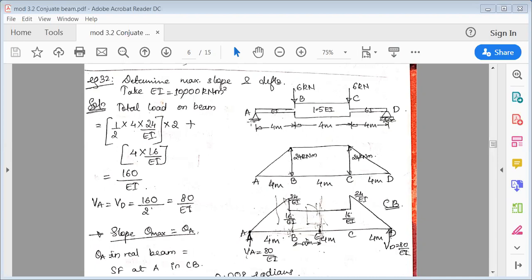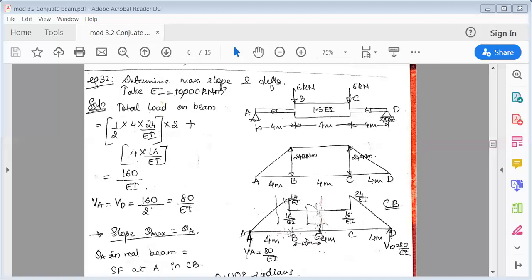How to remember this, because you don't know the formula? What you can do is first find out the reactions, that is reaction at A and reaction at D. You can see here 6 kilonewton downward, and here another 6 kilonewton downward, so a total of 12 kilonewton is acting downward. Because it is symmetrical, equal and opposite forces will be acting upward. To balance the load at B, there is a reaction RA of 6 kilonewton upward.